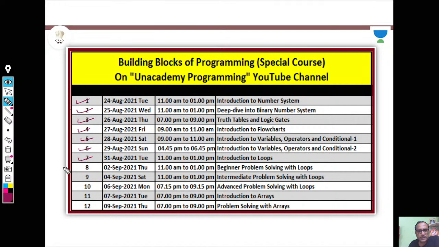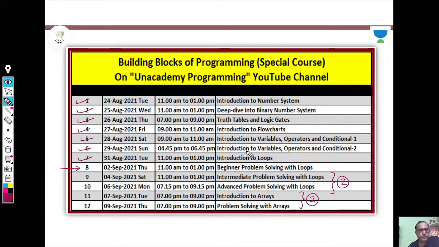Now today's class is on beginner problem solving with loops. We're going to have another 2 classes on the loop control: intermediate problem solving with loops and advanced problem solving with loops. And then we shall take 2 classes on arrays: introduction to arrays and problem solving with arrays. So these are the classes we are having here.